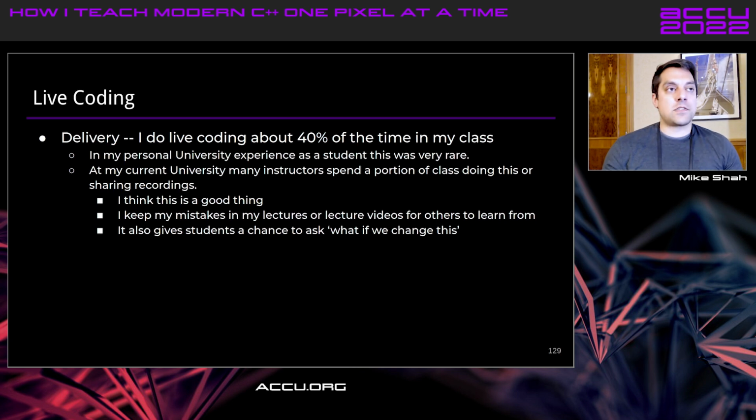My personal university experience, this was very rare. It's risky to do live coding in front of an audience, right? But that's okay. You should make some mistakes in front of the audience and then say, I'll just pop open GDB, right? They should see you fixing these errors. Then they learn, then they gain confidence, okay? I think this is a good thing. Now, often I do video record my lectures so they can see how I fix things as well.